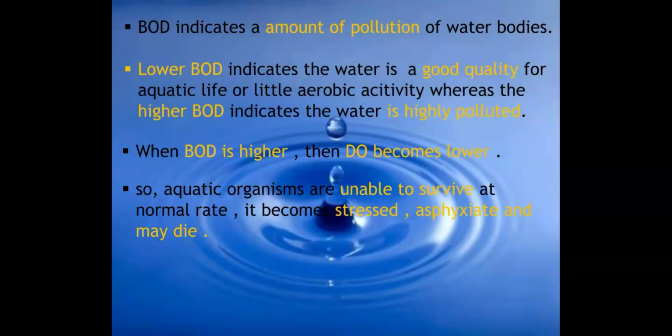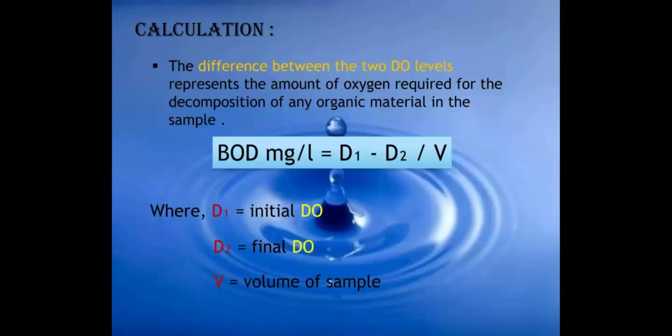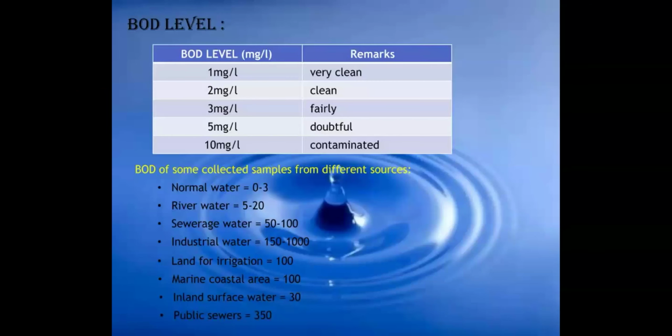So aquatic organisms are unable to survive at normal rate. They become stressed and asphyxiate and may die. Right? This one. Okay. Normally you know this one. It's a calculation part.